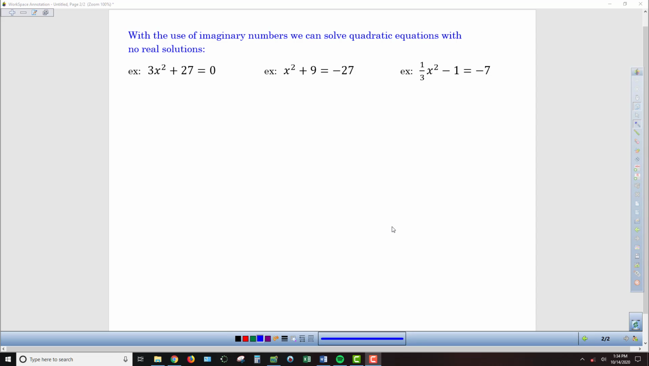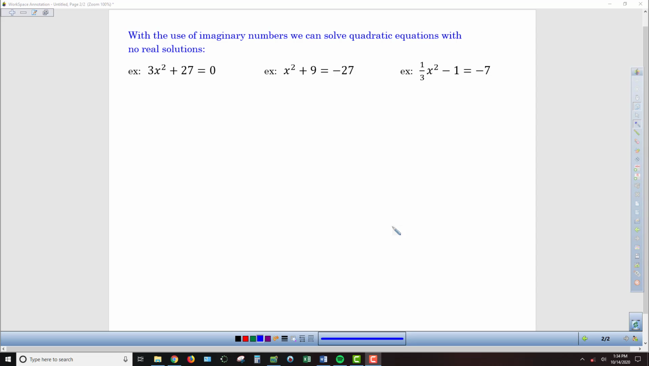Some quadratic equations have no real answers. Instead, their answers are imaginary. And so with our understanding of complex numbers and imaginary numbers, and that square root of -1 being represented by i, it gives us a vehicle to be able to solve these types of questions.